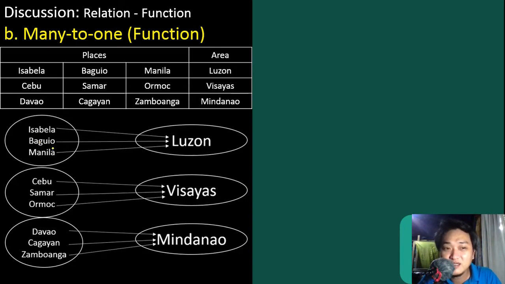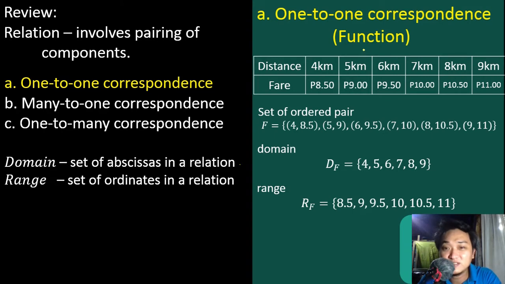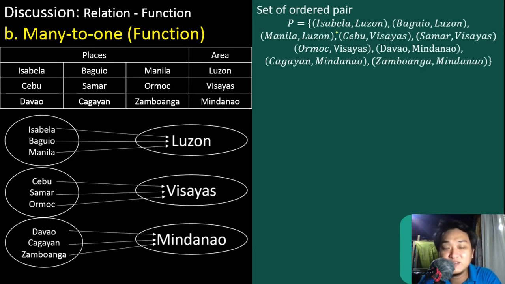Kaya siya tinawag na many-to-one kasi many, marami, pertaining to one pair. So, ano kaya mangyayari pagka pinagpares-pares natin to? So, the set of ordered pairs will be (Isabela, Luzon), (Baguio, Luzon), (Manila, Luzon). So, kaya nga siya tinawag na many to one, di ba? Many, and then yung magiging kanyang kapartner is one. Take note, many to one is already a function. Katulad din ng one-to-one correspondence, it is also a function. Yung many to one, function din po siya.